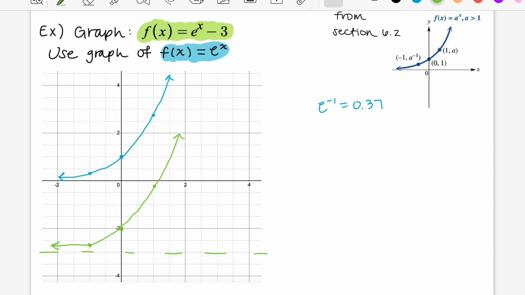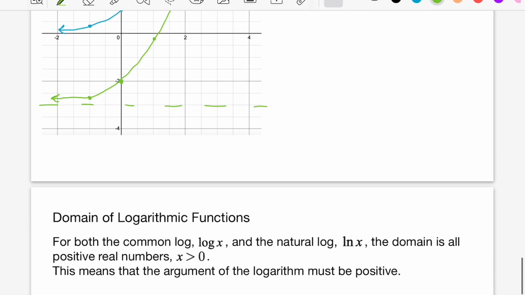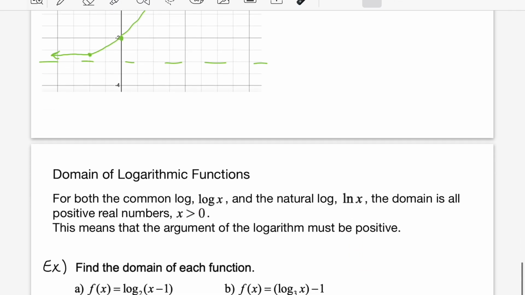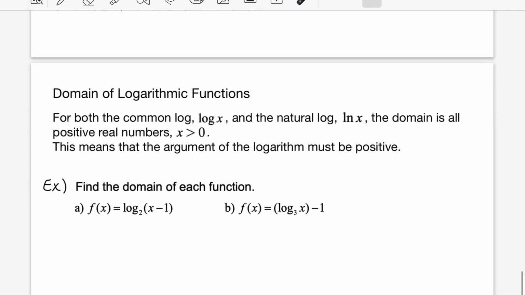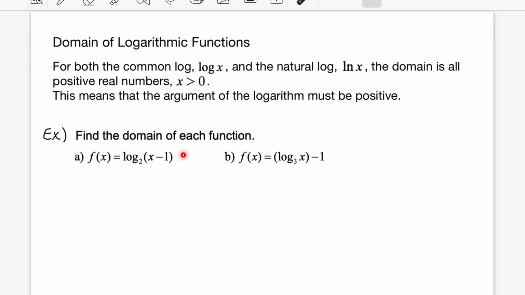All right, and then the last thing we're going to look at here is some examples for finding the domain of log functions. So we've seen from the previous videos that for both the common log function and the natural log function, the domain is going to be all positive real numbers. So the argument here for our x is going to be greater than 0, it's going to be positive. So let's look at these 2 examples here. We want to find the domain of each function.